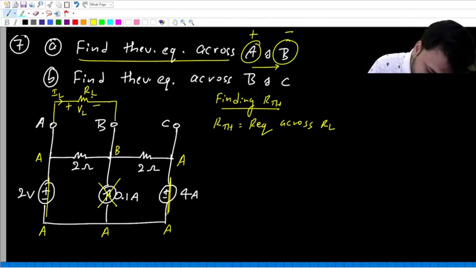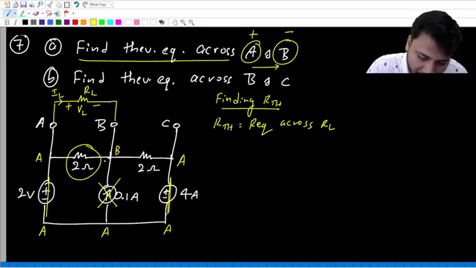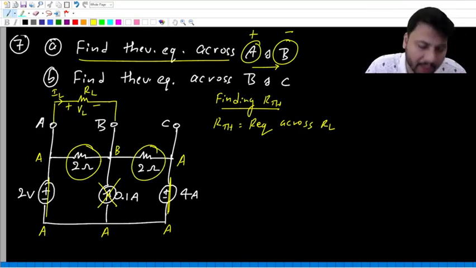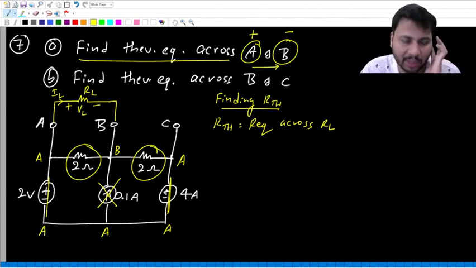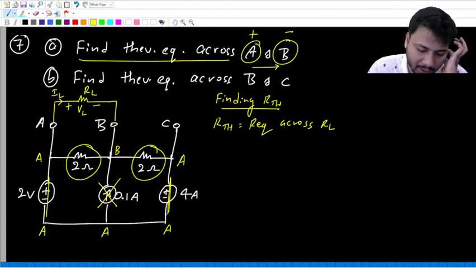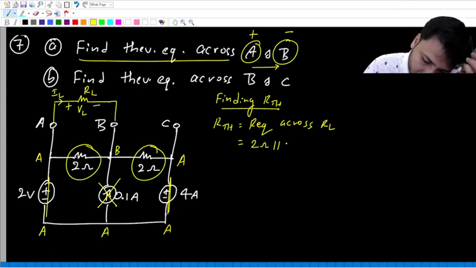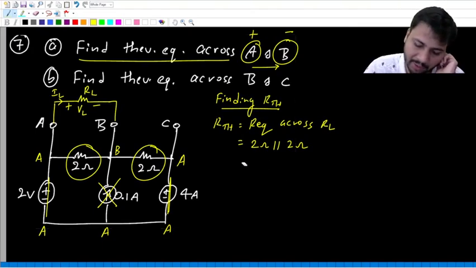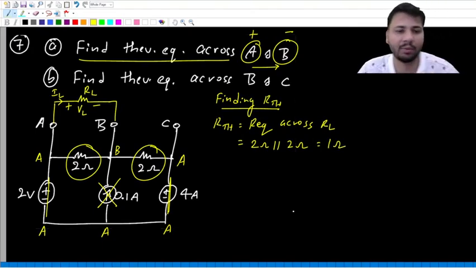RL is connected between A and B. 2 ohm is also connected between A and B. This 2 ohm is also connected between A and B. Now we have 3 resistors connected between A and B: RL, this 2 ohm and also this 2 ohm. So can we say all are in parallel? So when you have 2 ohm and 2 ohm in parallel across RL, what is the equivalent resistance across RL? 2 ohm parallel 2 ohm, which is 1 ohm. So the Thevenin resistance is 1 ohm.